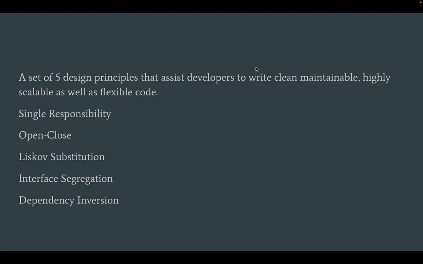And then if you go to open-closed, a class is open for modification but closed for extension, things like that. So you also have Liskov substitution, interface segregation, and dependency inversion. All of these are principles that are available to us as developers so that we can write code that is readable by other developers, and we can maintain it going forward.